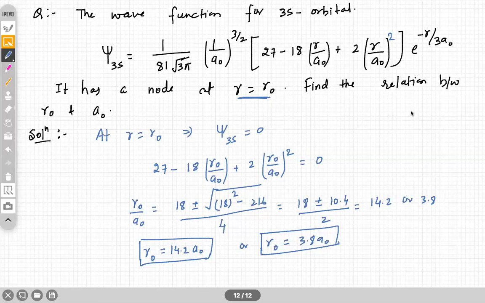Whenever you get this question, you have no other choice but to put psi equals zero. They can also ask you what is the nodal radius for this particular condition. So in that case, you need to find the R value, correct? Whenever it is a nodal plane, psi must be zero. So I substitute psi is zero here, and then it is a square plus 2ab plus b square. It is in that form, right? Or simply it is a quadratic. So you can use x equals minus b plus minus root of b square minus 4ac, by 2a.